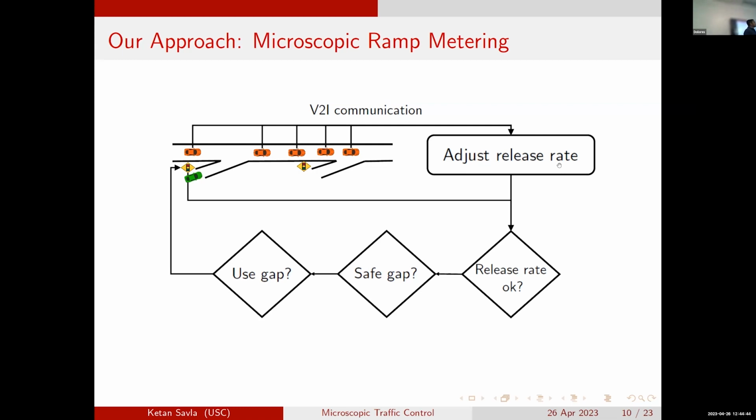Or if the vehicles are moving too slow, much slower than the speed limit, then I should also slow down, probably because there's some congestion downstream. That's why these vehicles are slowed down, right? So the ramp is going to use this information from the vehicles to adjust the release rate in a way that will become a little bit clear, okay?